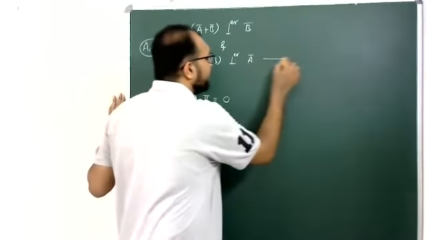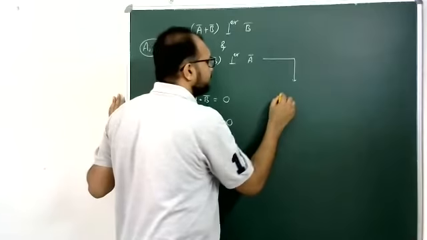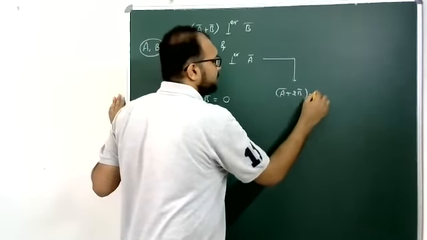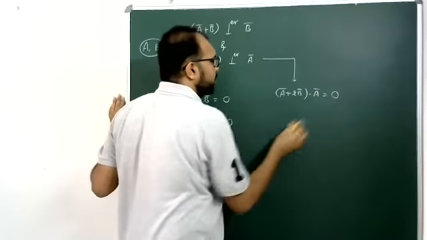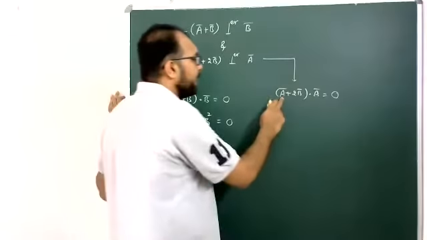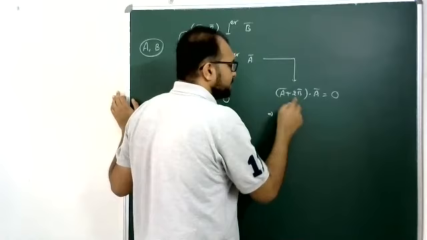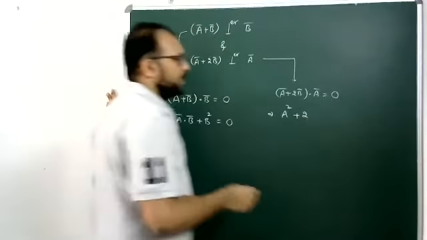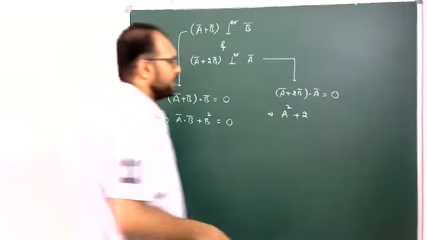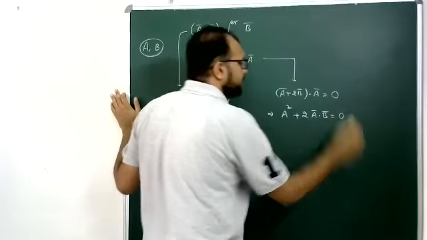Now from the second condition, A bar plus 2B bar is perpendicular to A bar. So the dot product of A bar plus 2B bar with A bar is 0, because again they are perpendicular to each other. Now A bar dot A bar is A square plus 2 into A bar dot B bar or B bar dot A bar, both are the same. So now 2 A bar dot B bar is 0.